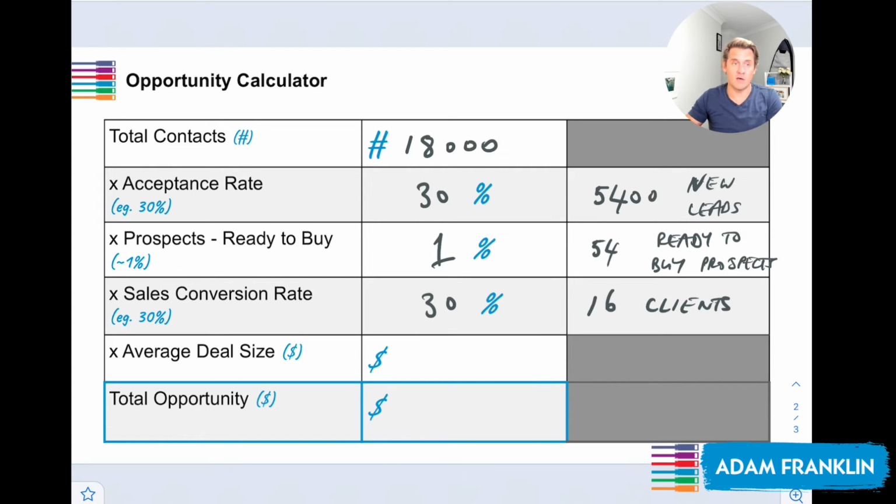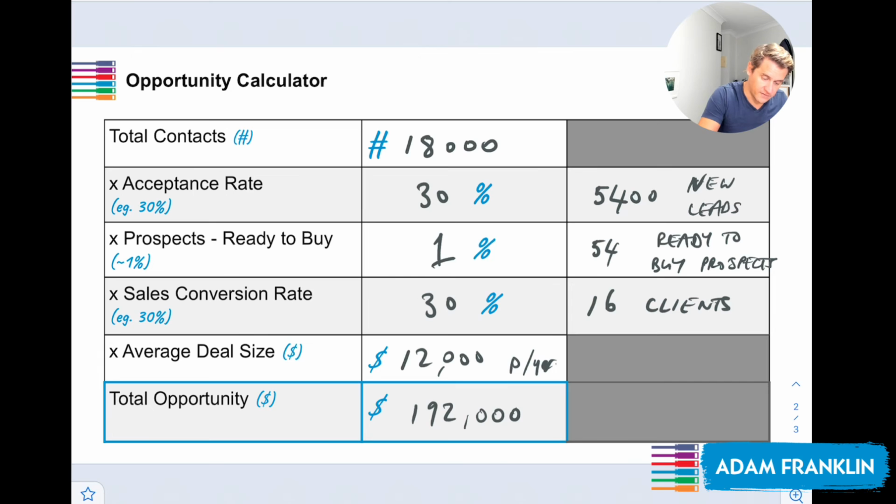So at this stage, it's looking as though LinkedIn is a very valuable place to be playing. Now we need to work out your average deal size. Let's just say that you charge $1,000 per month, so $12,000 a year, for, say, copywriting services, coaching services, consulting services. Then if you were to pick up 16 new clients at $12,000 a year, 12,000 times 16 new clients, then that is $192,000.